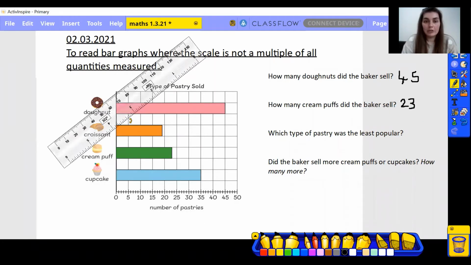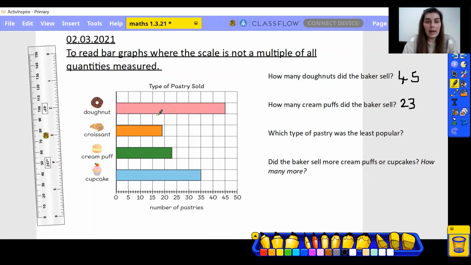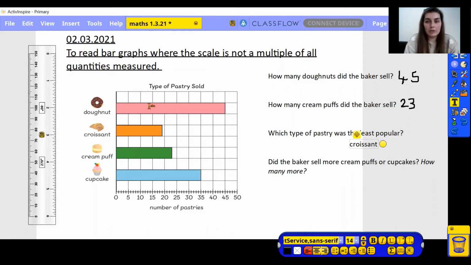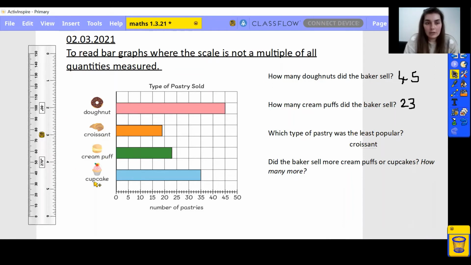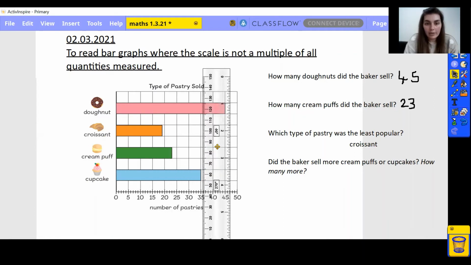Which type of pastry was the least popular? So we can see visually, nice and clearly, that the croissant is the least popular, and I'm just going to type that with a text box instead to speed up. And then, did the baker sell more cream puffs or cupcakes, and how many more? So I'm going to make sure my ruler is straight, and then I'm going to measure. So the cupcakes is this blue line at the bottom, and I know that there are 35 cupcakes.